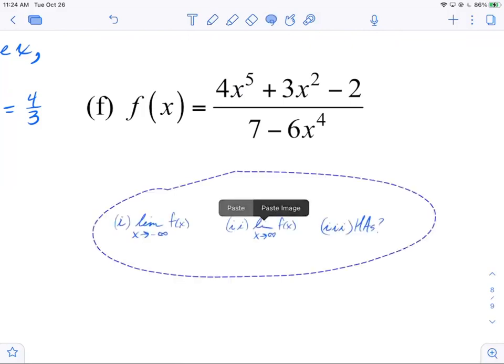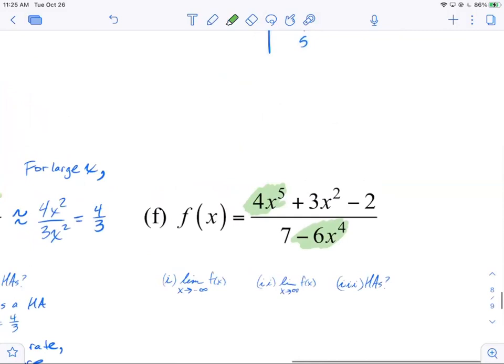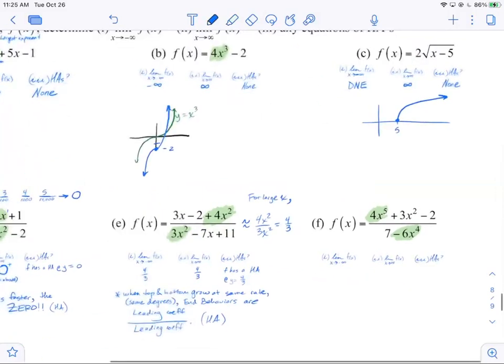So let's paste our analysis tools. There we go. Identify the leading term. In the top, it's 4x to the fifth. And the bottom, it's 6x to the fourth, question mark? Negative 6x to the fourth. Yeah, be careful to grab the sign as well. So again, you don't have to worry about the other non-highlighted stuff because they affect the graph locally. This one now is growing faster in the top because 5 is bigger than 4. So let's do that same little trick we did on part D.